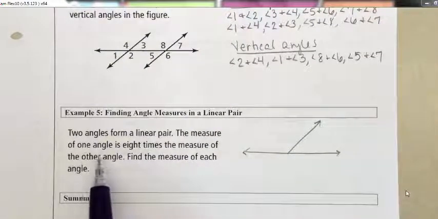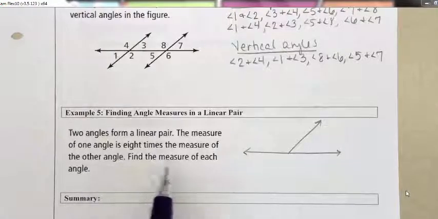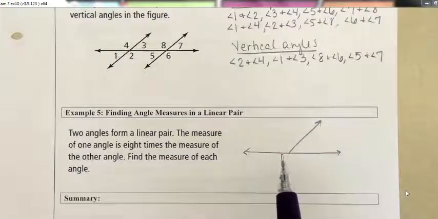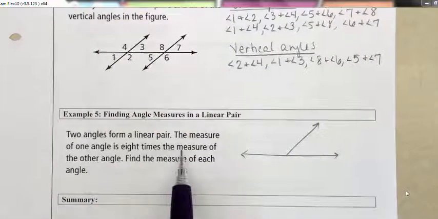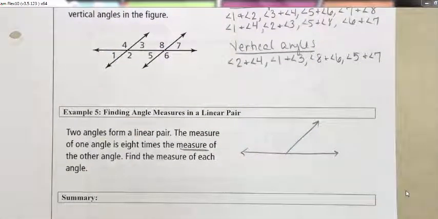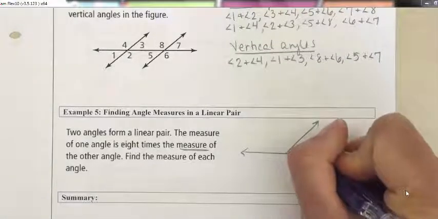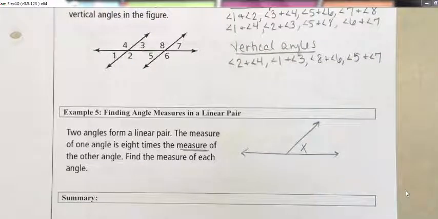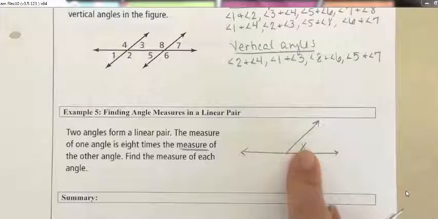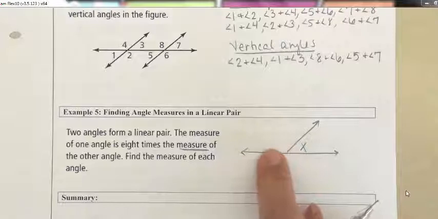The measure of one angle is 8 times the measure of the other. Find the measure of each angle. Okay, so they're not congruent, right? One is way bigger than the other. Well, the smaller angle, we don't know its measure. And anytime we don't know the measure of something, this is why we use algebra, because we can let that just be some variable. I'll let that be x right now. And the other angle is 8 times that measure. So what expression can I put here?